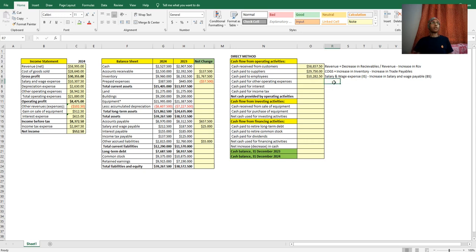Actually the prepaid expense will not be subtracted because it itself is a negative number showing here. So this formula is given by other operating expenses minus decrease in prepaid expenses, that is the magnitude of decrease in prepaid expenses, minus increase in other accrued liabilities.